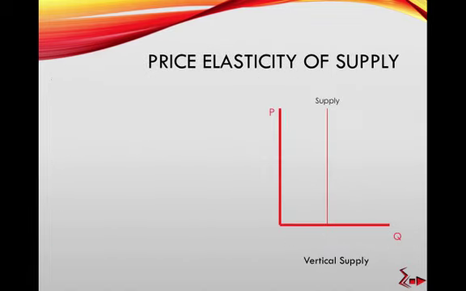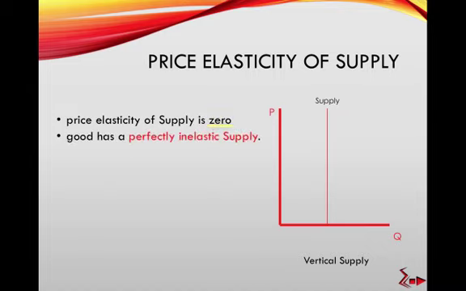Now let's look at some of the extreme cases of the supply function. In this case, as the price changes, there is no change in quantity supplied. So the supply is not responsive at all. So in this case, the price elasticity of supply is equal to 0, and we call this a perfectly inelastic supply function.